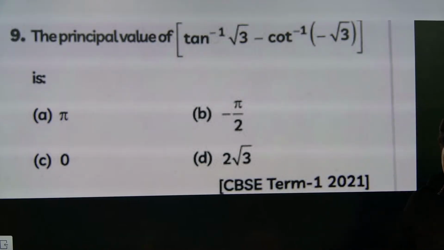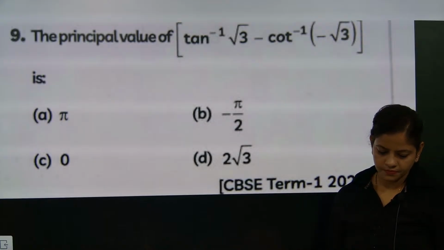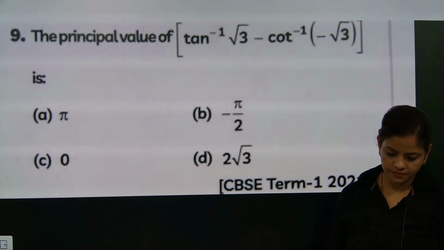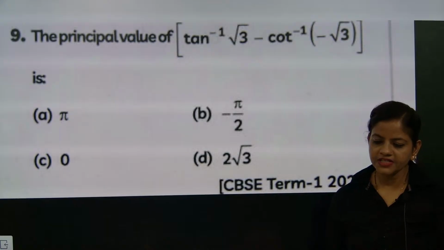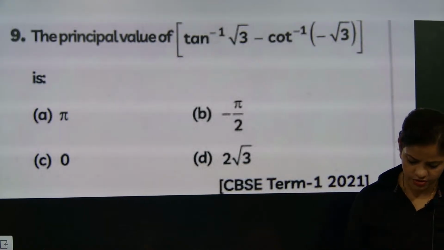Go for it. Tell me the answer, please. What is the answer for this question, beta? Come on, go for it. Solve one time. Try this question.